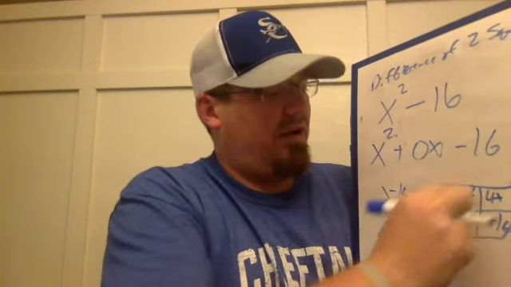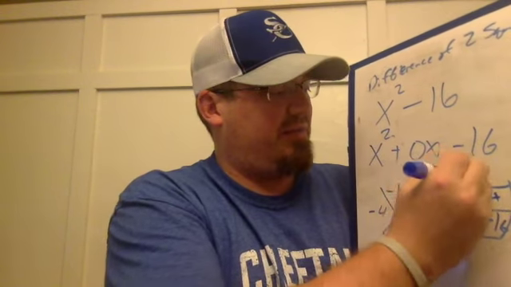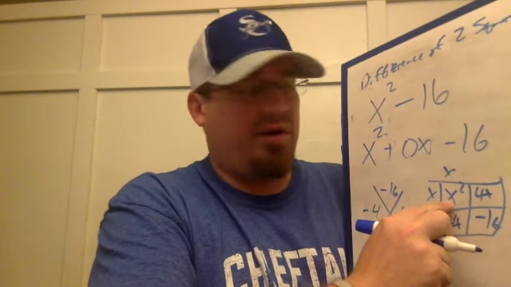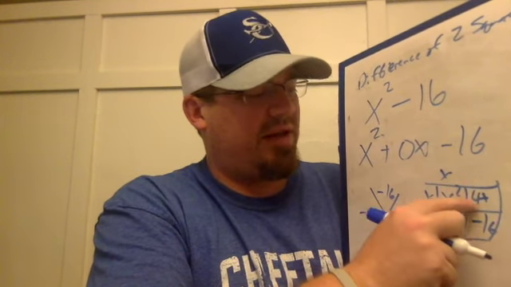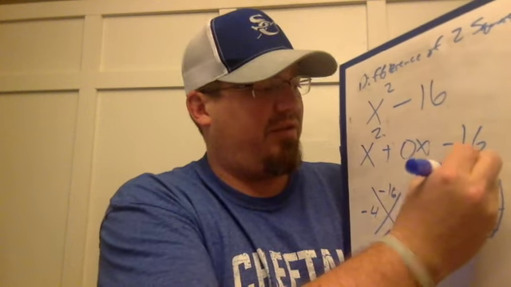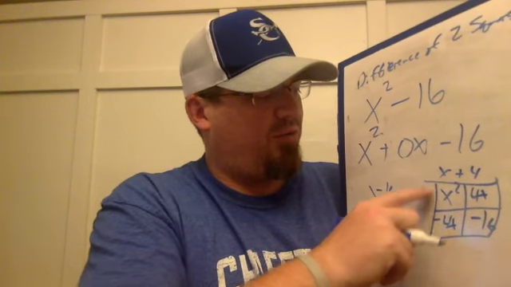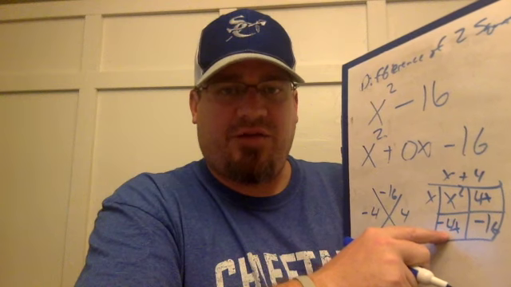So that means, factoring this out, x times x gives me x squared. Then what value would multiply times this x to give me 4x? That'd be a positive 4. And what value multiplies times this x to give me a negative 4x?